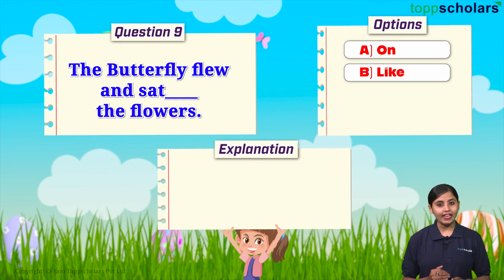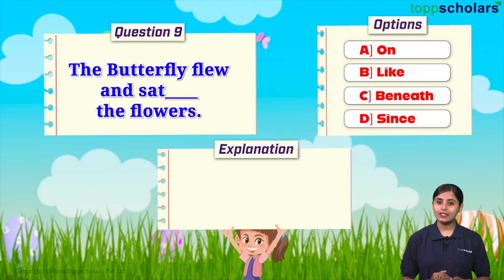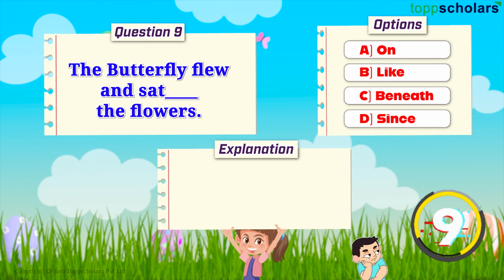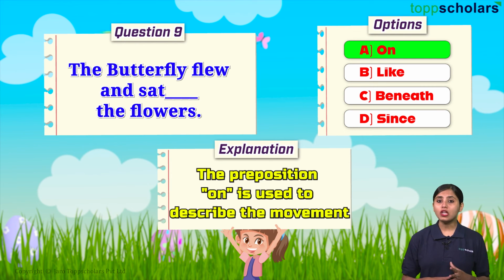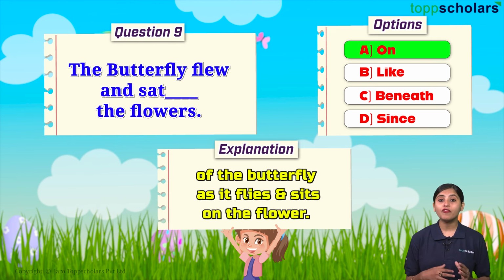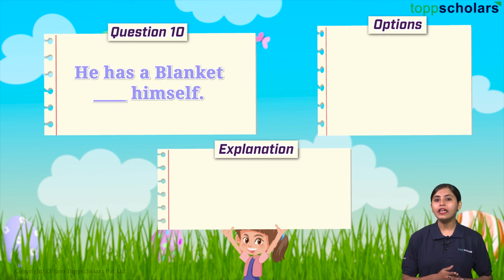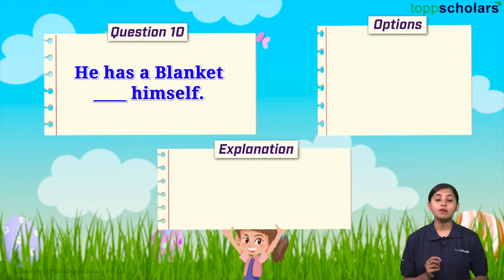On, like, beneath, since. Answer: on. The preposition on is used to describe the movement of the butterfly as it flies and sits on the flower. Tenth, he has a blanket dash himself.